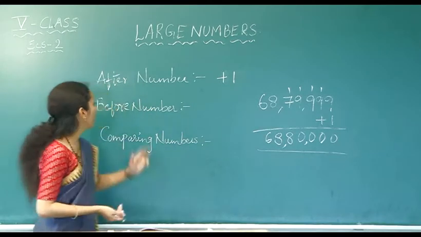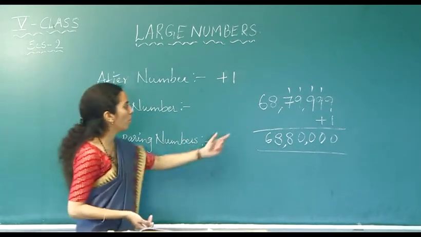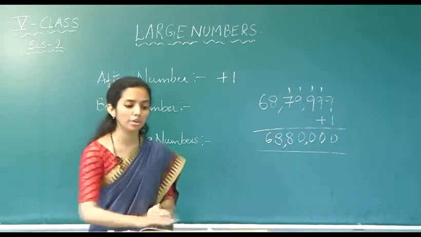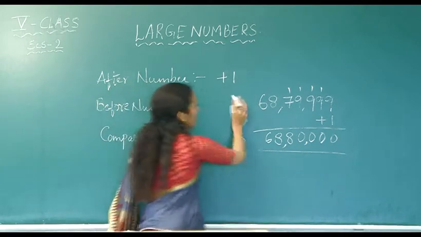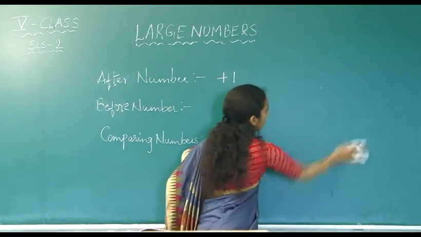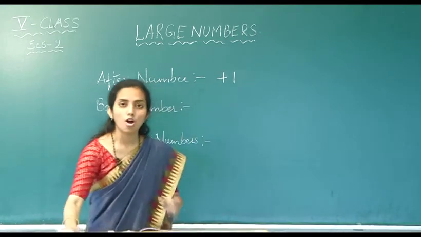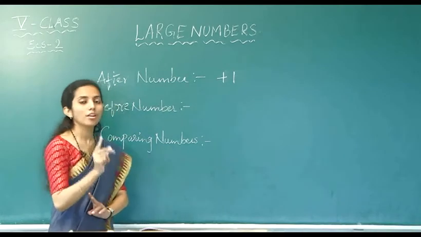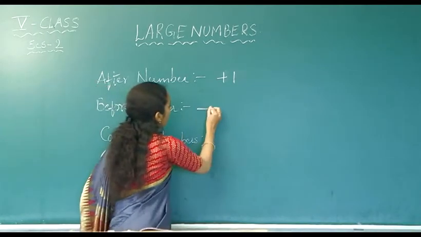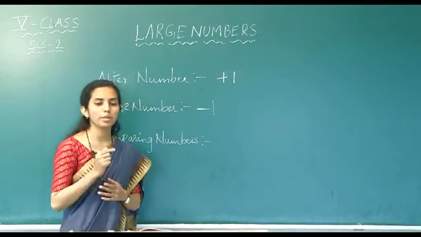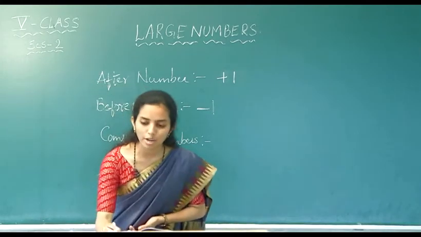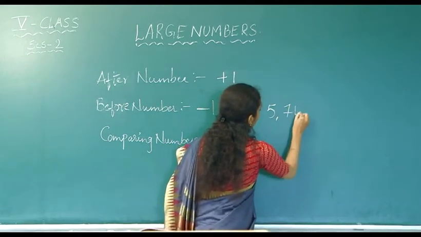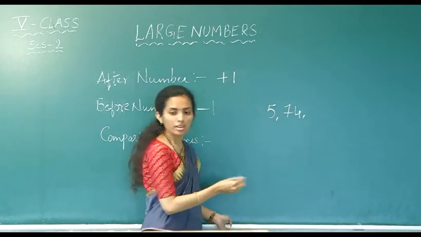In the same manner, you may want to know what comes before a given number. For example, in the textbook we have given an example. To find out the before number of the given number, what do we have to do? We have to subtract 1 from the given number. So, what is the given number? The given number is 5,74,700.